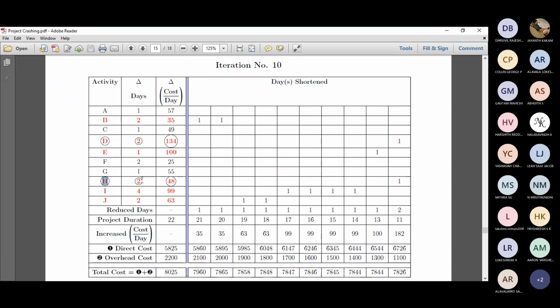H can be reduced by 2 days, and the cost slope is 48. But if you take a look at B, D, E, H, I, and J, we have completely exhausted B, which is path number 1, and we completely exhausted E, that is critical path number 1, and also I and J. So we are left with only D in path 1 and H in path 2. So this is a real tricky portion. Remember, now you should take the least cost slope in both critical paths.